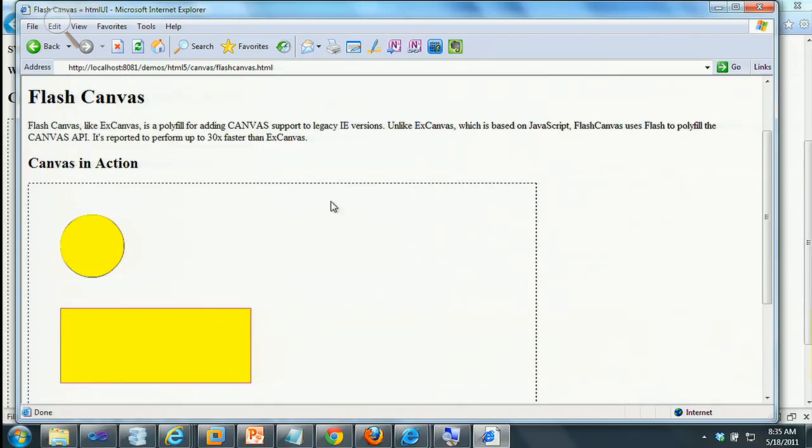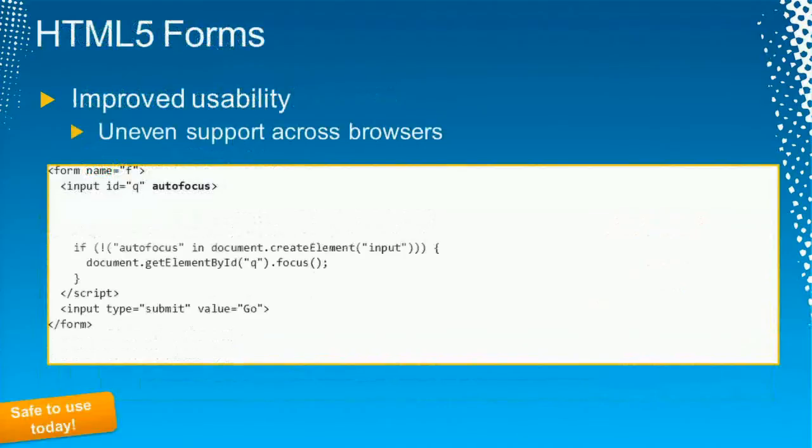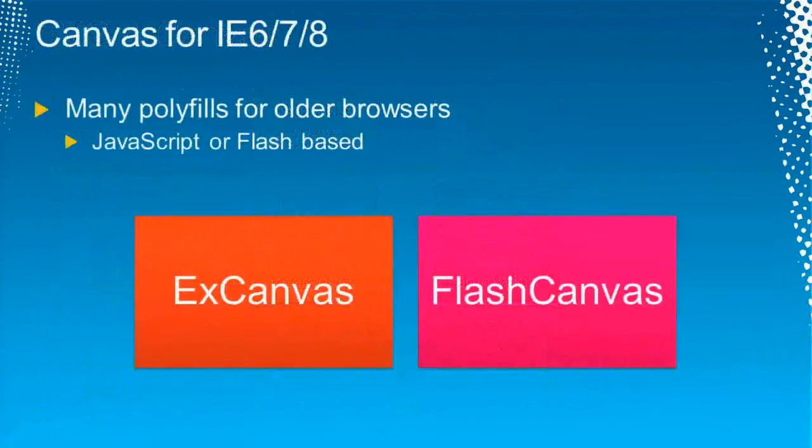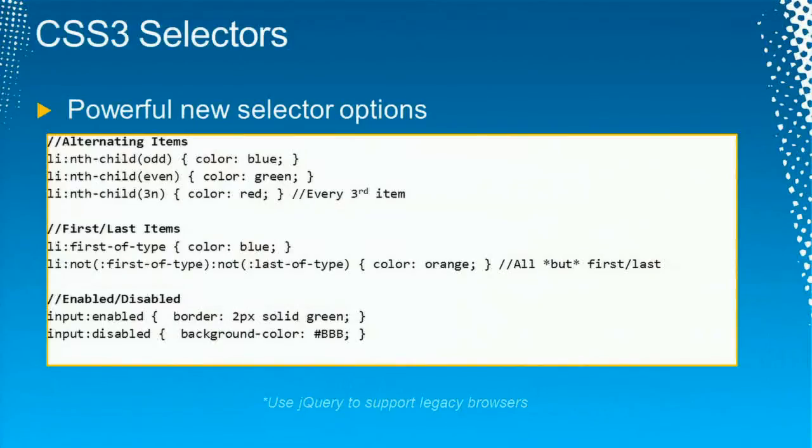So that's HTML. Let's talk a few minutes about CSS3. CSS3 has the sexy parts of HTML, or rather the HTML5 umbrella. Here we find things like our drop shadows, our rounded corners, and useful things like CSS3 selectors.